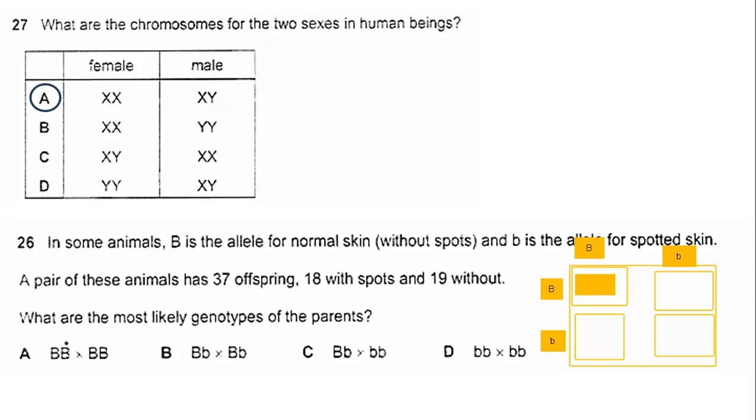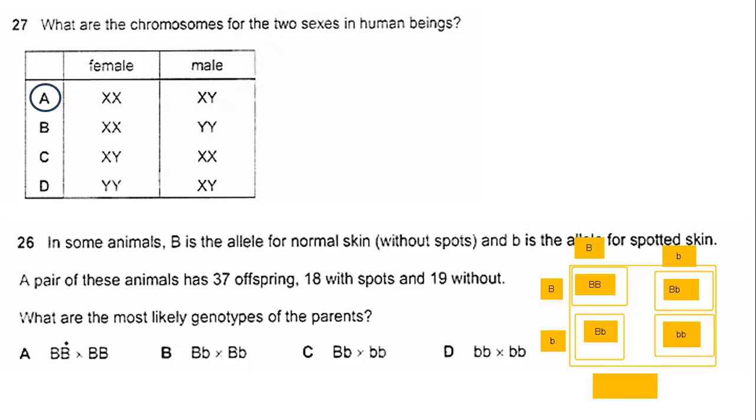So the first option of the offspring will be homozygous dominant, which is without spots. And now, again, the second option, this one will be heterozygous, one from here and one from here, and this one will be heterozygous, one from here and one from here, while the last one will be homozygous recessive.